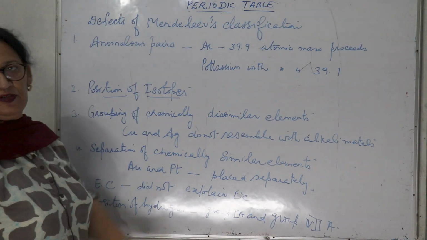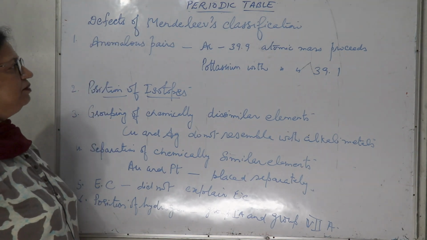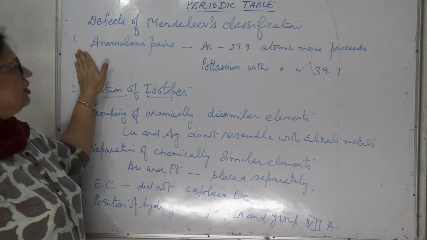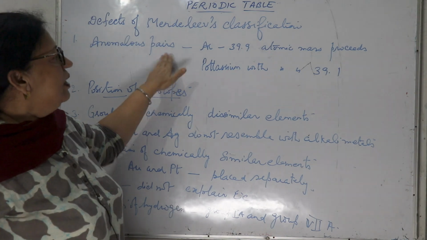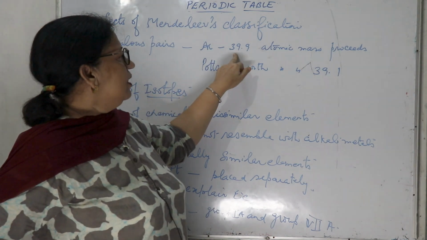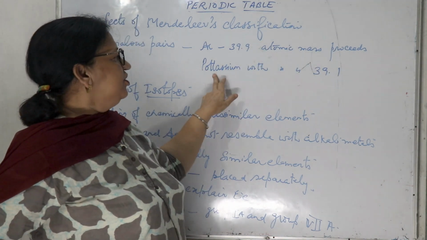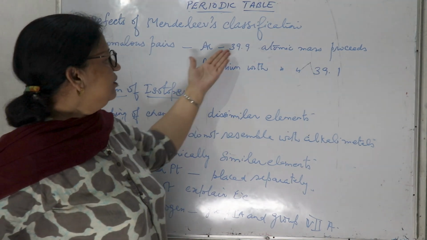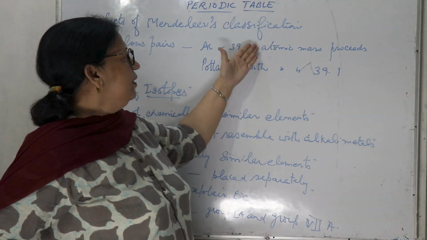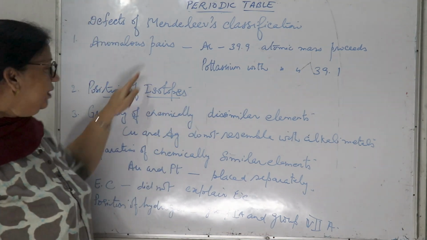Now, what are the defects of Mendeleev's classification? As it has some merits, some defects are also there in Mendeleev's classification. First one is anomalous pair. He made some unique pairs like argon, which has atomic mass 39.9, that precedes potassium with atomic mass 39.1. Otherwise it should be below, but he placed it above. So this was one of the anomalous pairs he made.